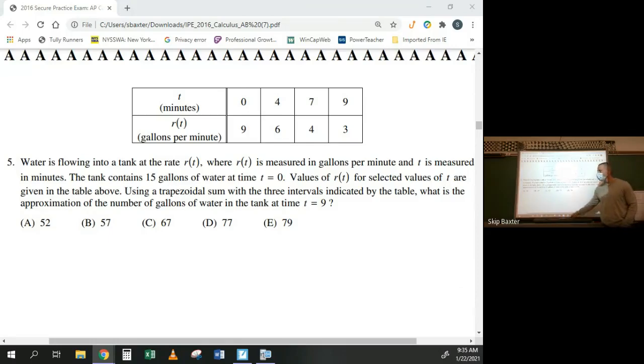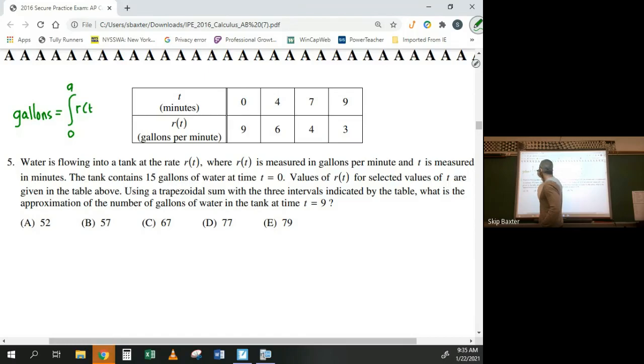Okay, so the first thing to understand about this problem is this is a rate function that they're giving us. And remember, if you take the definite integral of a rate function, it gives you the total amount of change of the quantity that the rate is of, right? So in this case, if we wanted the number of gallons, it's going to be the definite integral from 0 to 9 of R of t. This is going to be the number of gallons after 9 minutes. It's the total change in the number of gallons.